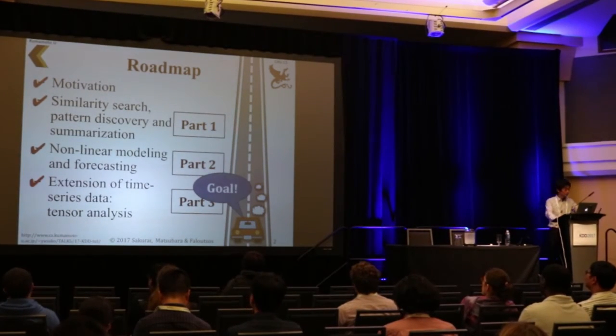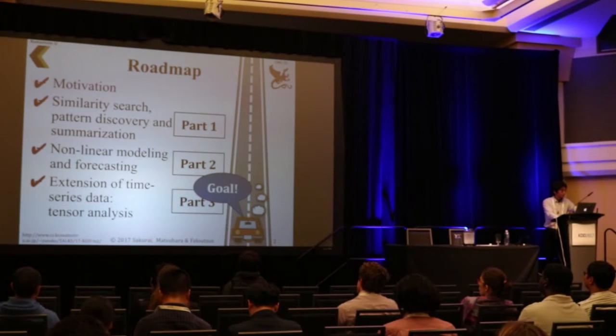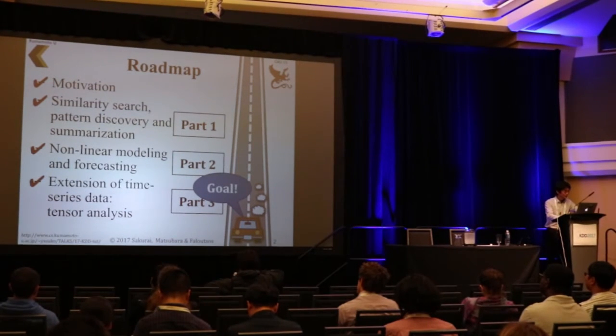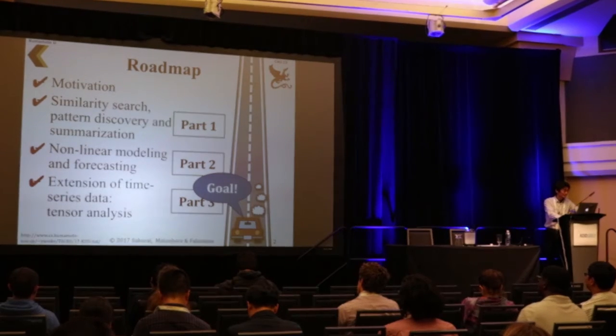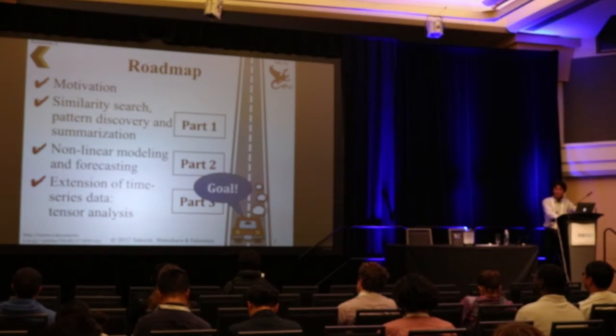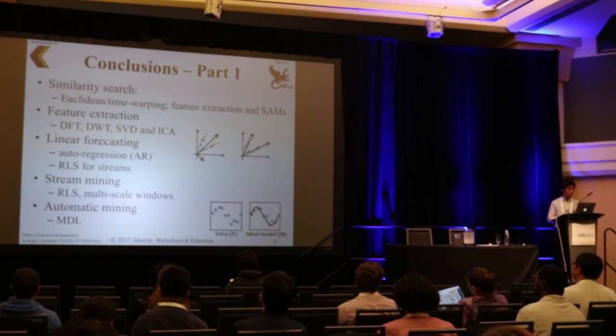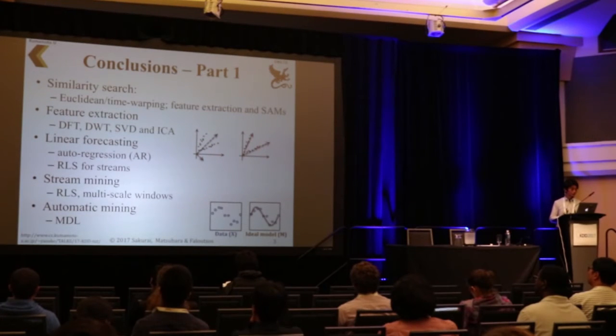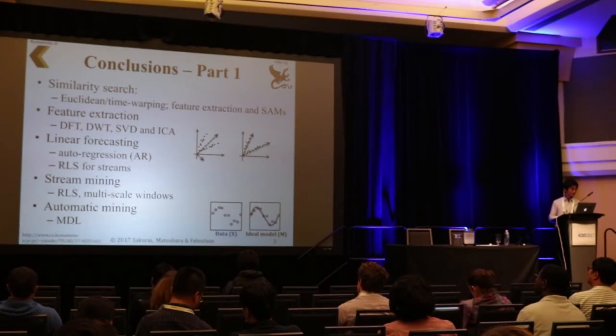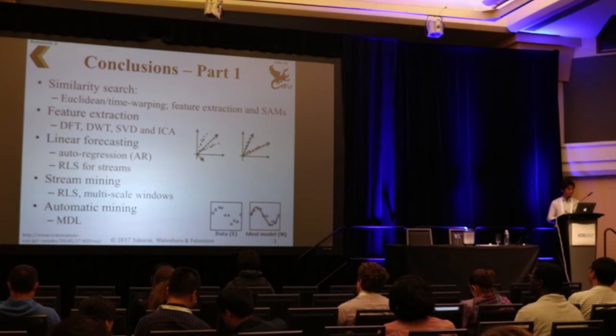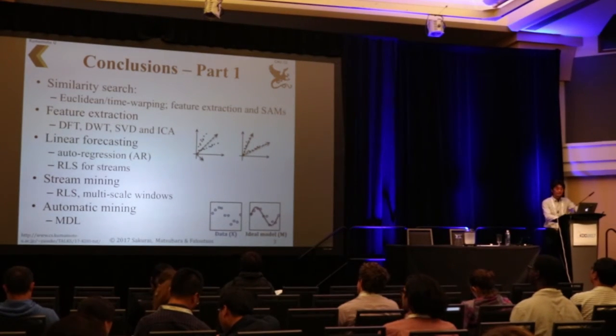In part one, we introduced similarity search, pattern discovery and summarization. In part two, we introduced non-linear modeling and forecasting. And in part three, we introduce the extension of time series data, which is tensor analysis. In part one, we introduce similarity search algorithms, and also some fundamental concepts and functions like Euclidean distance and time warping distance, feature extraction, and spatial access methods.